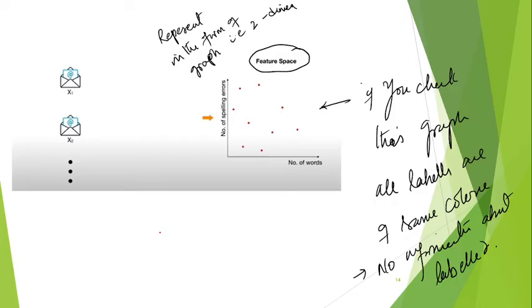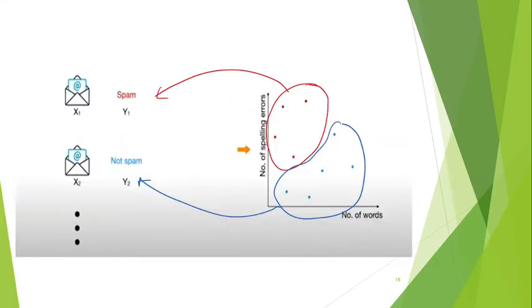I have two graphs which I have represented here, spam 1 and spam 2, which is not spam, correct? So I have represented it in the form of a graph. But the problem comes up. We have two dimensions, but each one is of the same color. So how do you identify which one is spam and which one is not spam, based on the properties? These are the properties represented in the graph, and they are of the same color. If you check this graph, all the labels are of the same color, so we don't have any information about that.